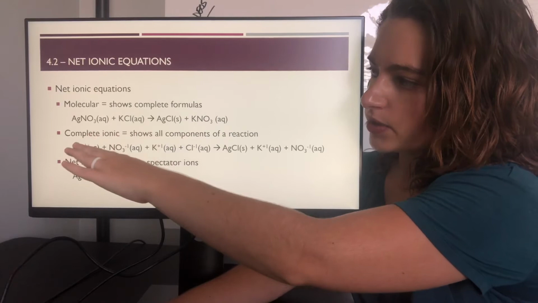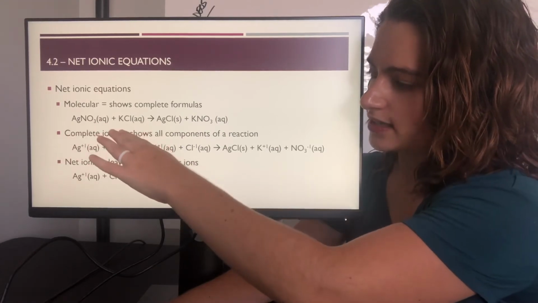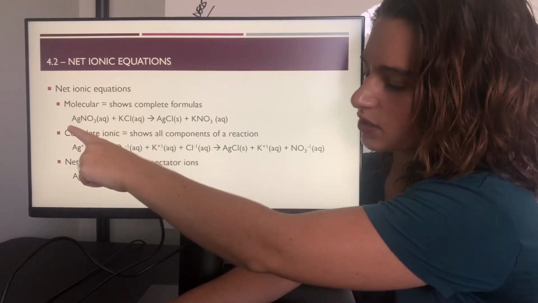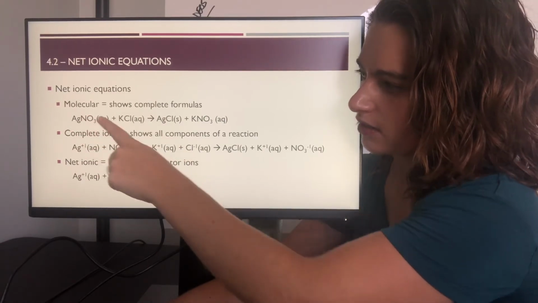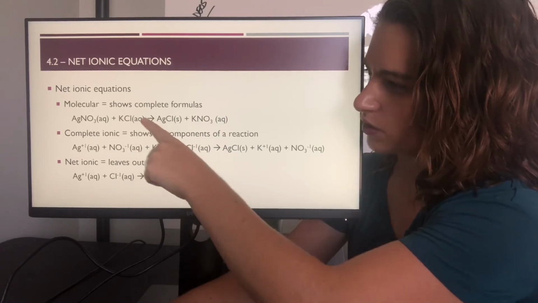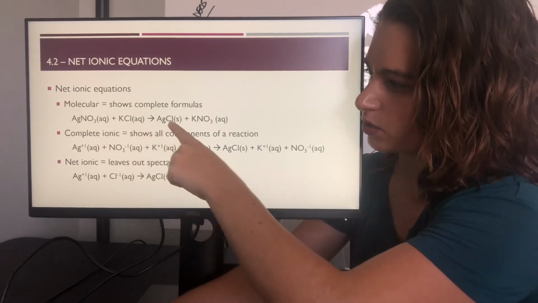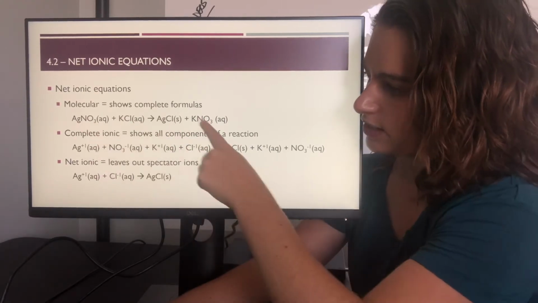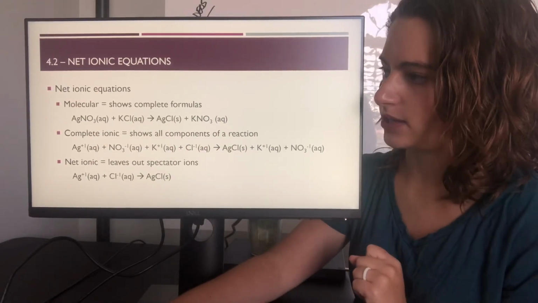So my example here is silver nitrate reacting with potassium chloride. When it switches, silver is my positive, nitrate's my negative, potassium's my positive, chloride's my negative, so they're going to swap. Silver is going to go find the chlorine, so it's going to make silver chloride, and the potassium's going to go find the nitrate, so it's going to make potassium nitrate.